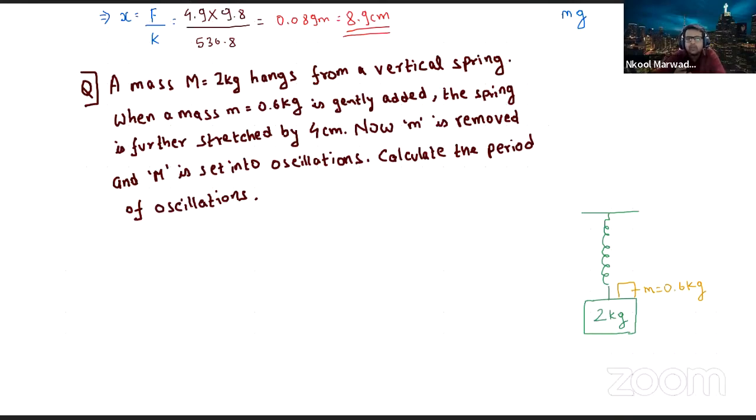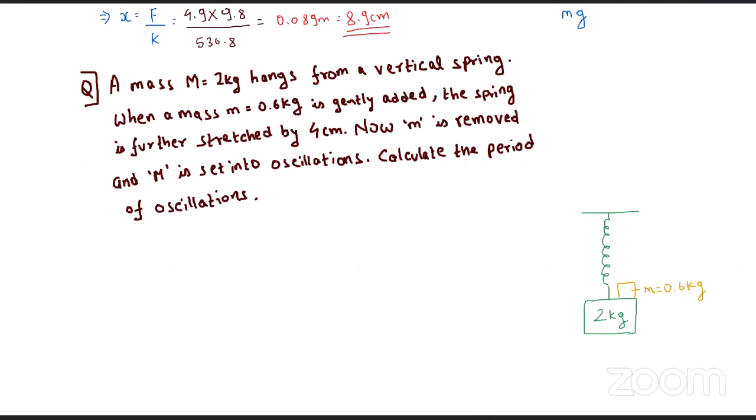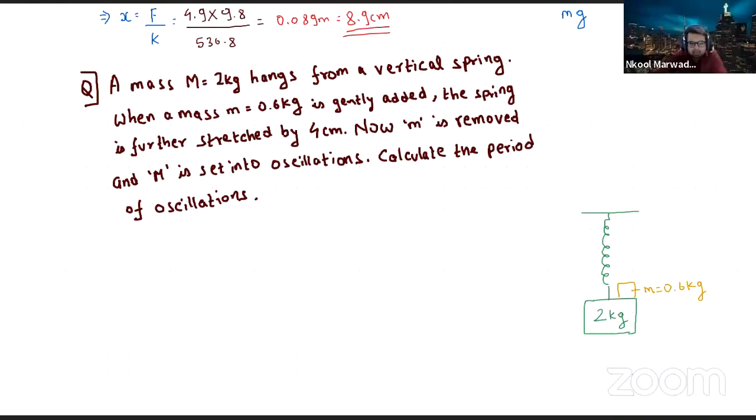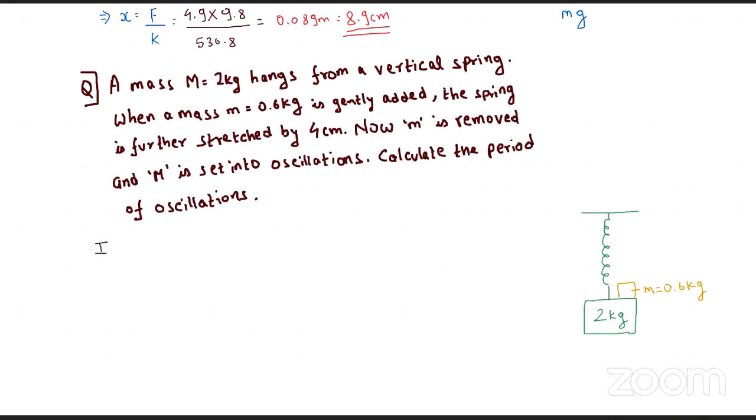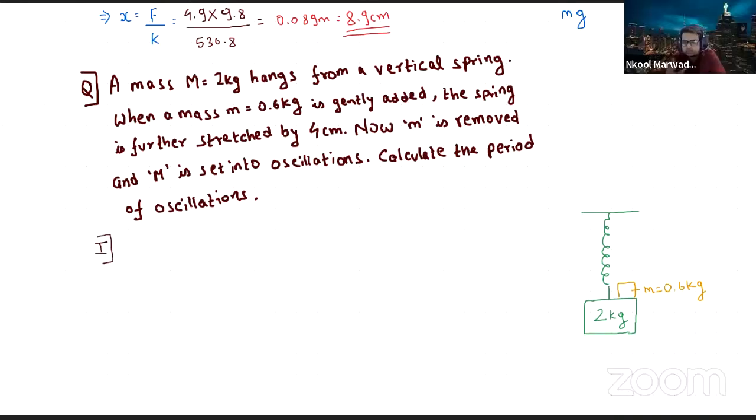We only have capital M mass because small m mass is added after some time. In the first scenario, only capital M mass is there. So first analyze the first scenario. For the system, F is equal to minus kx. The mass is only 2 kilogram, so I can write F is equal to kx.